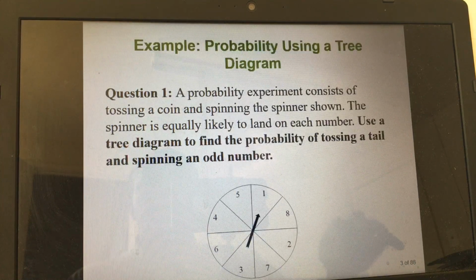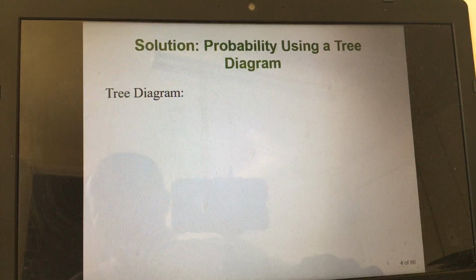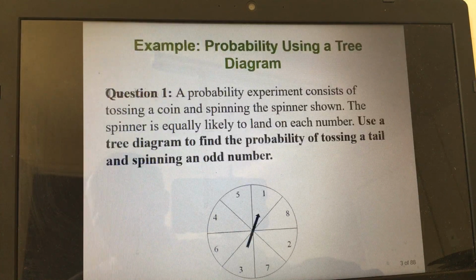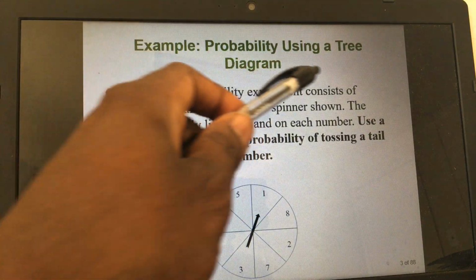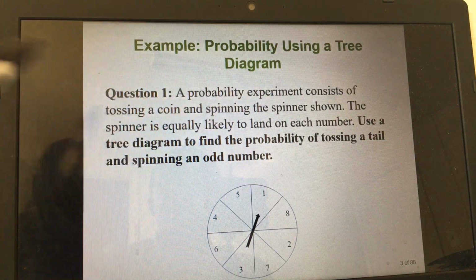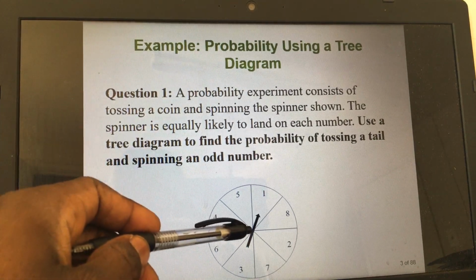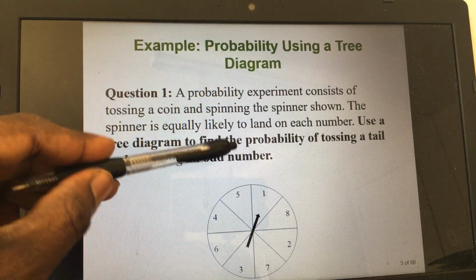Look at this example here. It says a probability experiment consists of tossing a coin and spinning the spinner. Look at the spinner shown right here. When you look at this spinner, you see that it has unique characteristics.